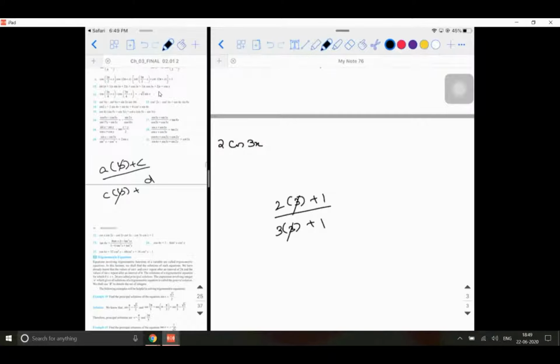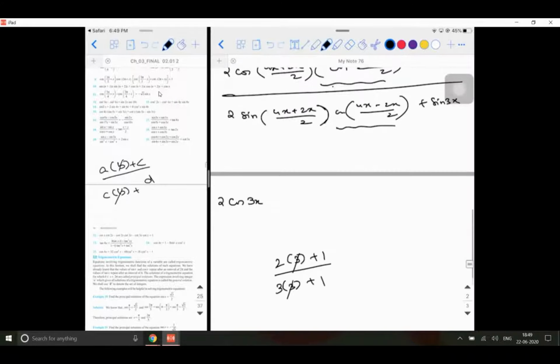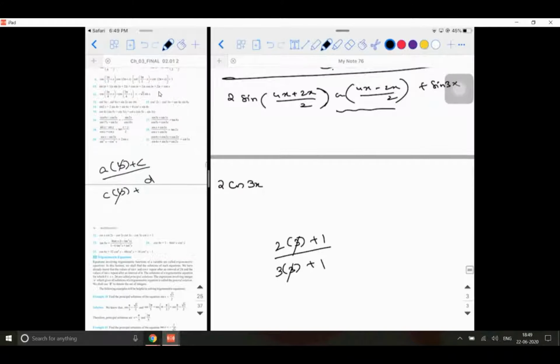Is this right? That is a mistake I did then. Still, this didn't come out as a common value. Okay, this didn't come out as a common value, so I cannot cancel it. So don't make that mistake.